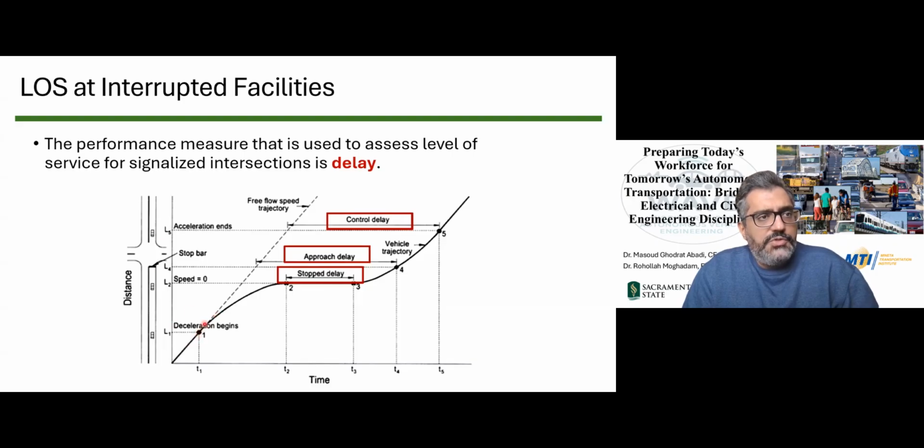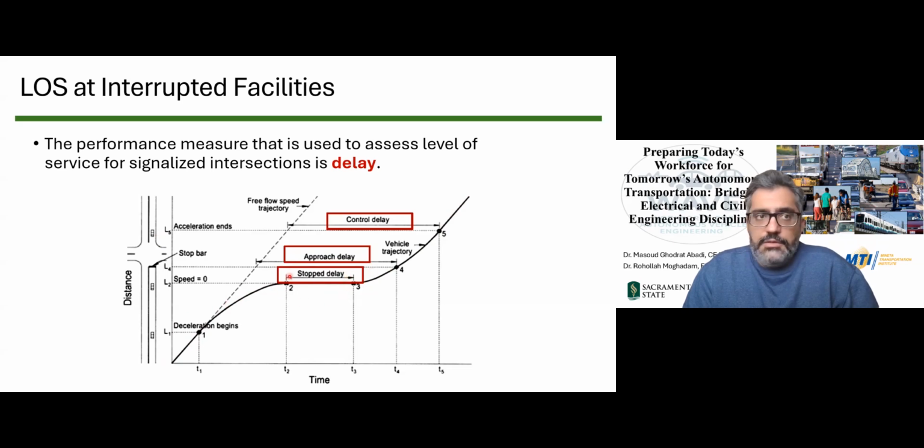and probably the signal turned red. So they started decelerating, and then they were stopping behind the red light, and then the signal turned green and they started accelerating, and they got to a constant speed after that. So depending on where we want to measure that delay, we may get different delays.